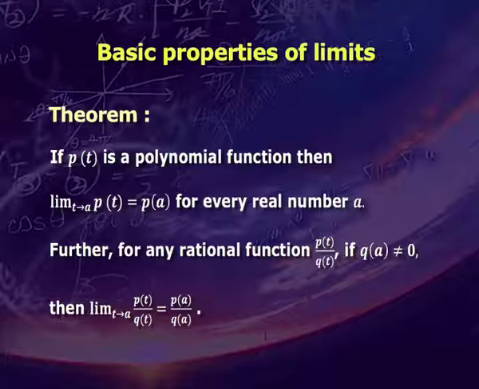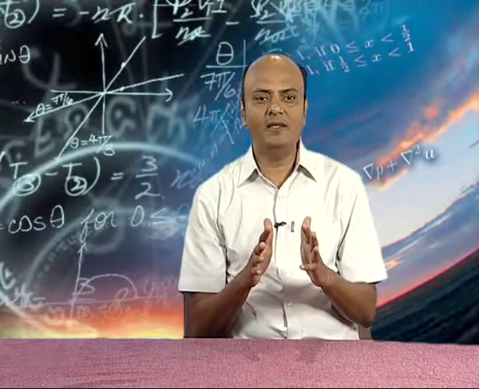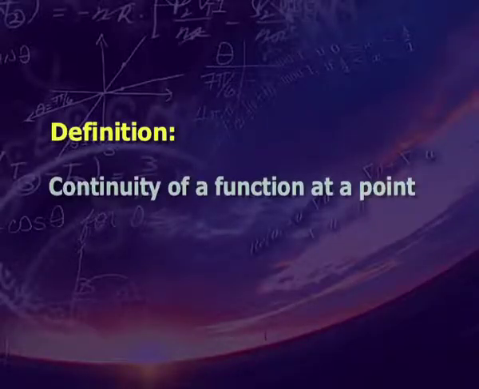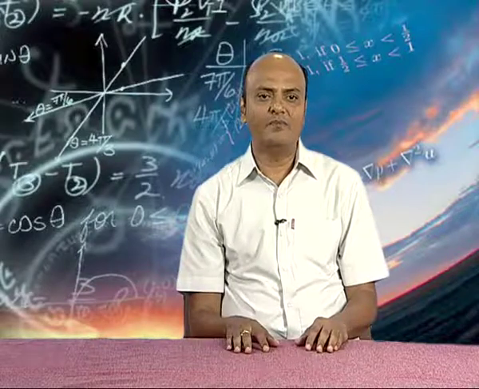We saw that for polynomial functions and rational functions, the limit at a given point of their domain is simply the value of the respective function at that point. There are many more functions for which this holds, and this leads us to the definition of continuous functions. Definition: continuity of a function at a point. Let f(t) be a real valued function defined on some subset D of R.